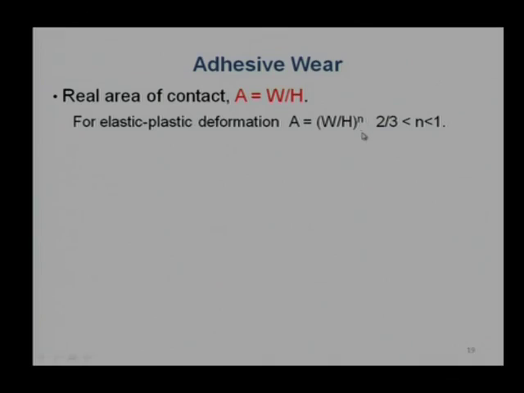So, when we talk about the elastoplastic junction, when there is an elastic deformation as well as a plastic deformation, we can say the area can be modified using a parameter n, where n is lesser than 1, but greater than 66% or greater than 2 by 3. This modified area of contact has been established by a number of researchers.